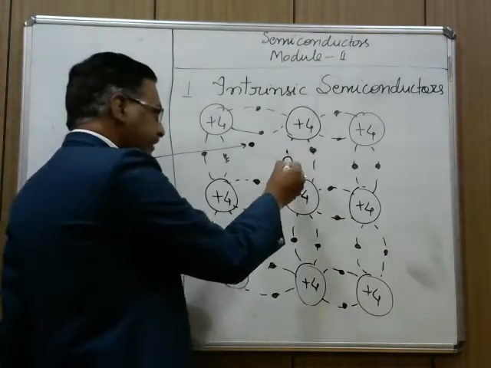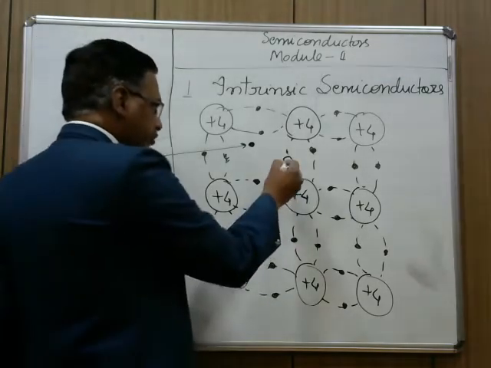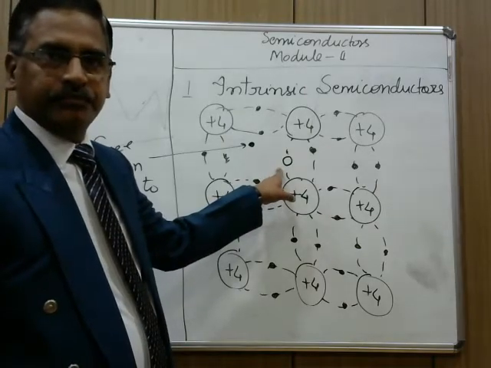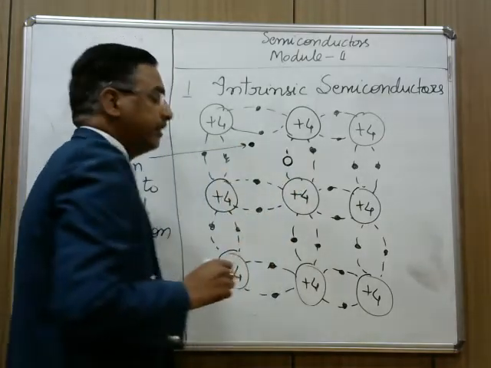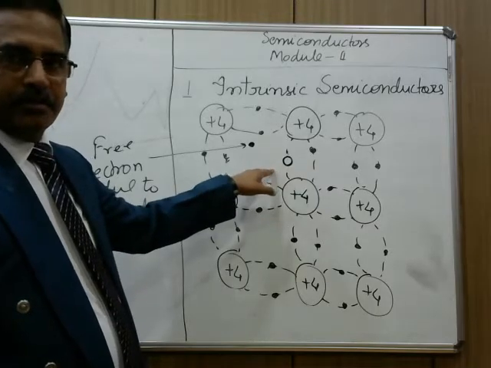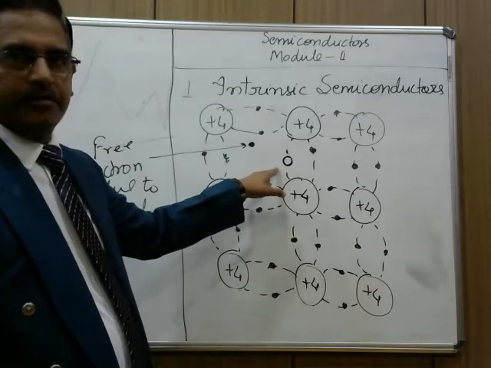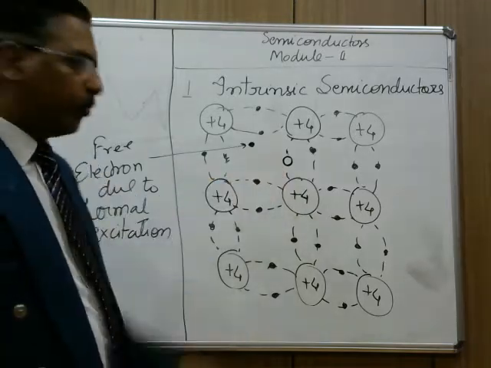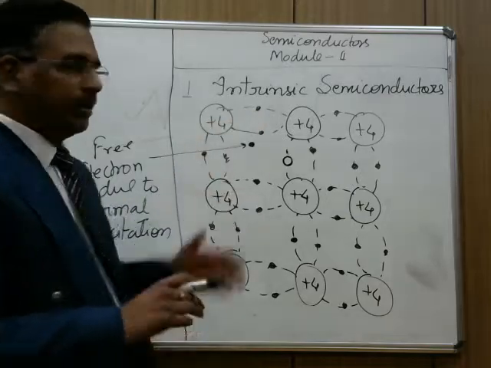This vacancy is treated as a hole and considered to have an equal amount of positive charge. So this apparent particle is called a hole. It is the vacancy of the electron and is supposed to have an equal amount of positive charge. It means the charge on an electron is minus e, so it will have plus e charge. Now suppose how the conductivity arises in the pure semiconductor.